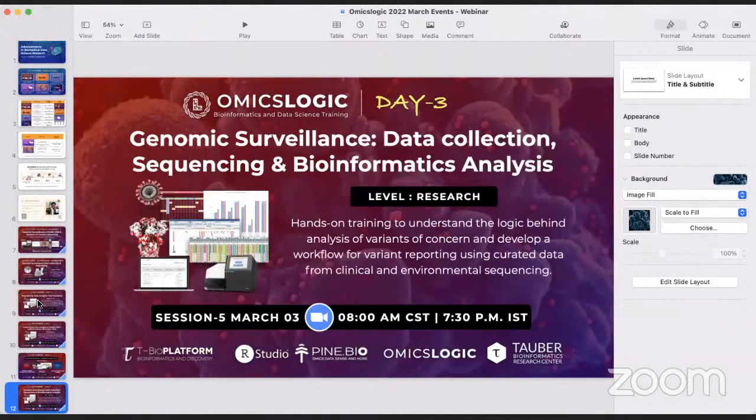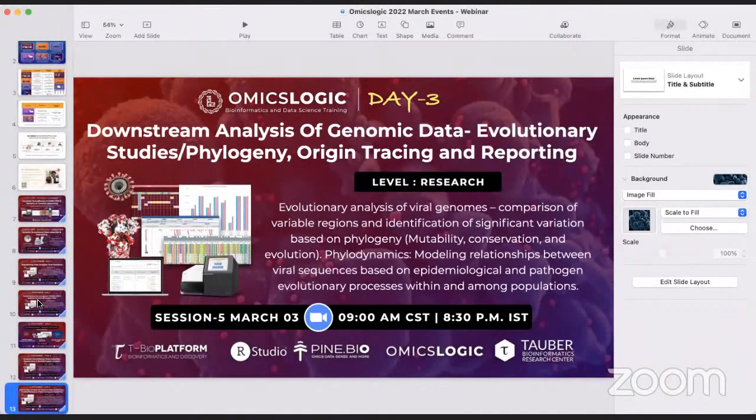Followed by that, day 3 is more research oriented, where we will actually be working on data sets to look at different types of data, such as clinical experiment sequencing data and environmental sequencing data. Here we will be discussing the case studies that we have already worked on, and also come up with all of these different reporting systems and the different outcomes that we have found from these different analyses.